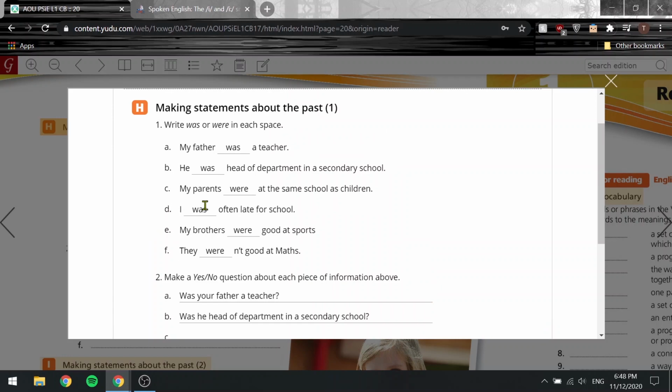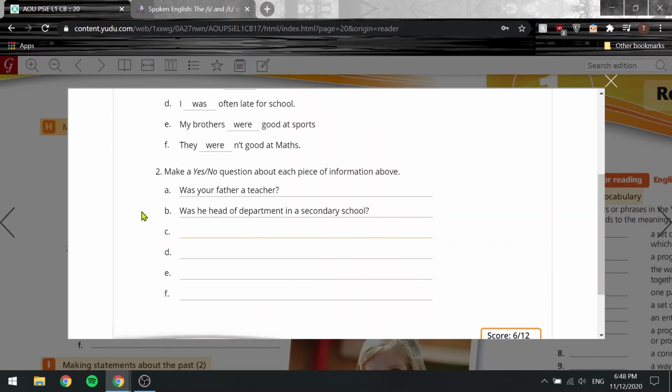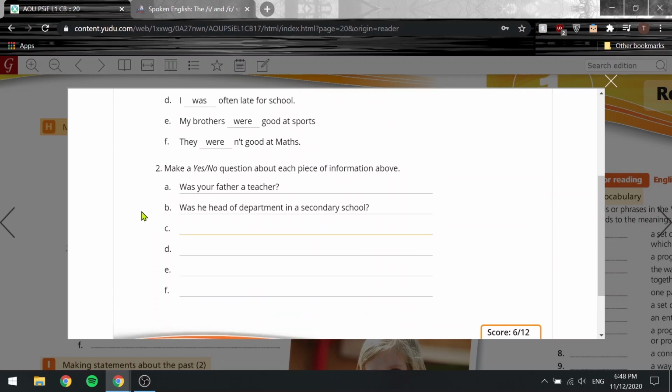What's the third one? My parents were at the same school as children. Okay, were your parents... Notice how I'm using was when it's one person and were when it's multiple. Okay, keep that in mind, even in yes or no questions. So were your parents at the same school as children? Question mark. D, I was often late for school.